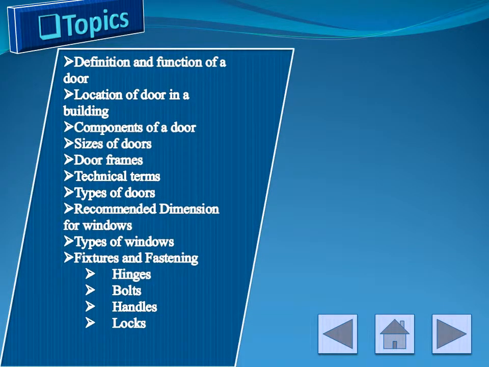Under these topics, we'll be looking at the definition and function of a door, the location of a door in a building, the components of a door, sizes of a door, door frames, technical terms, types of doors, recommended dimensions for windows, types of windows, features and fastening. Under it, we'll also talk about hinges, bolts, handles and locks.